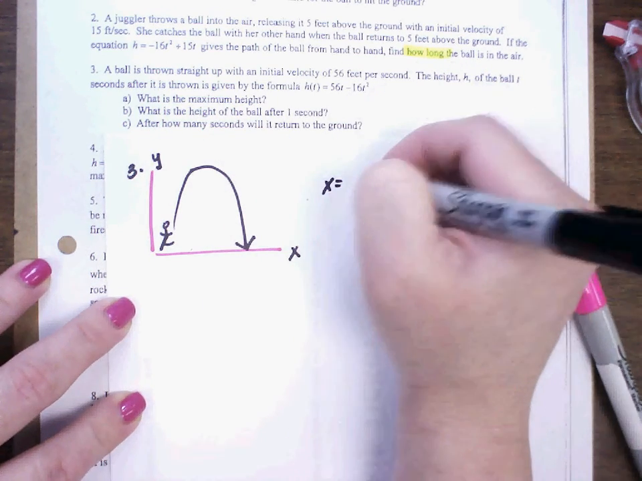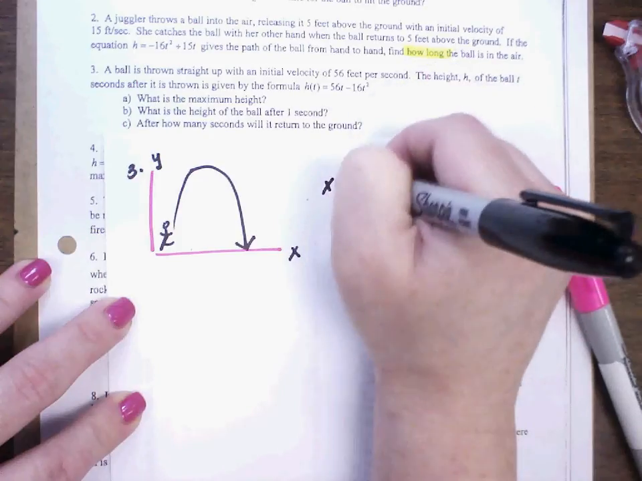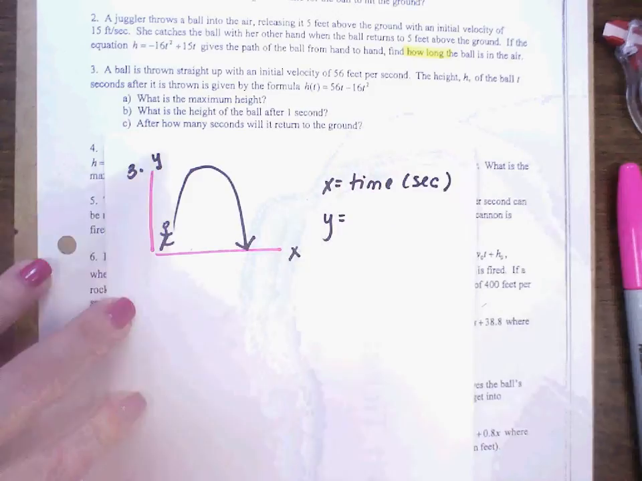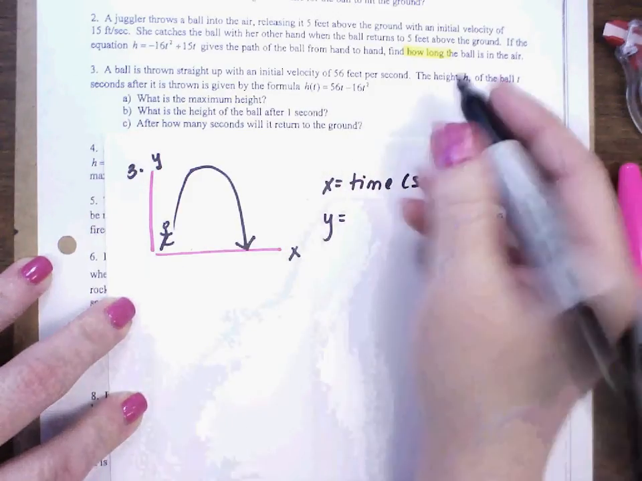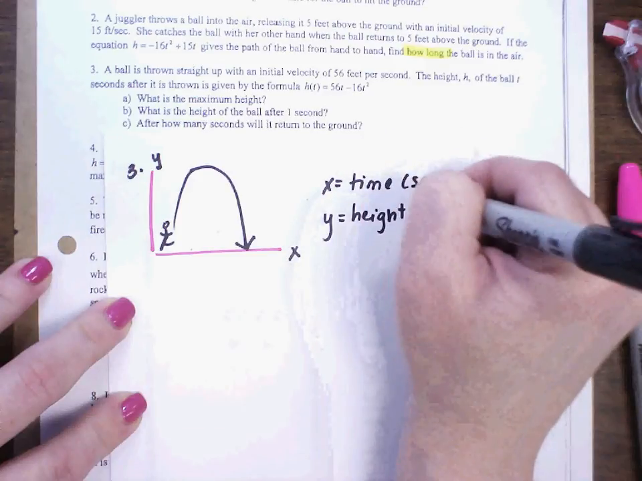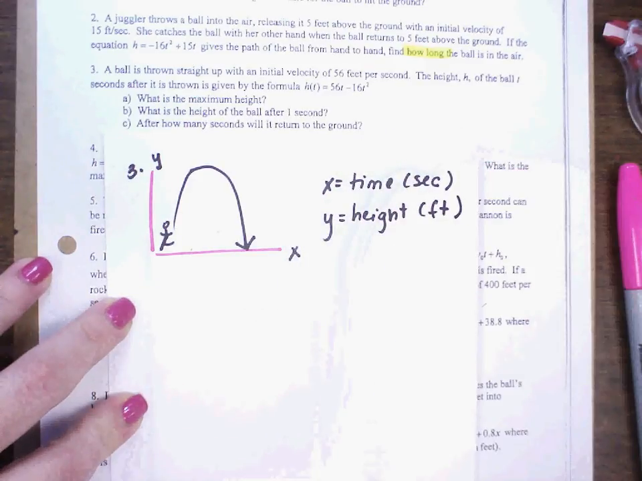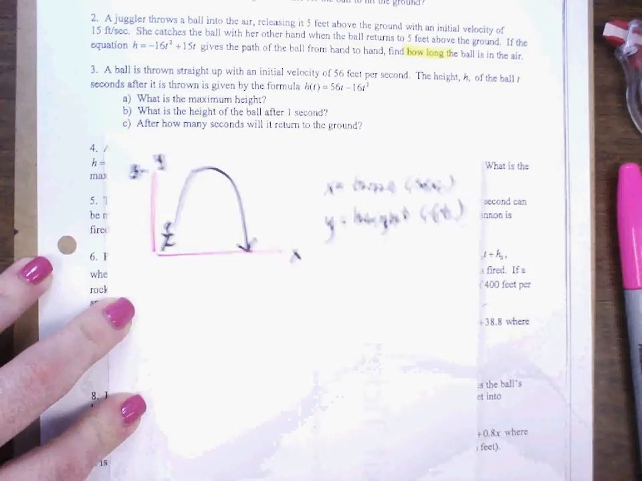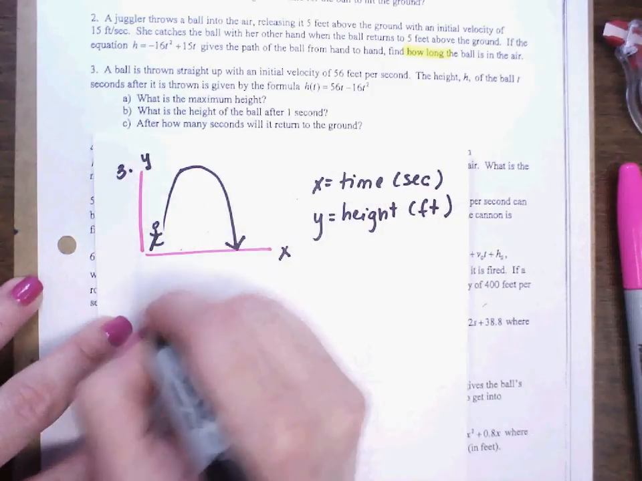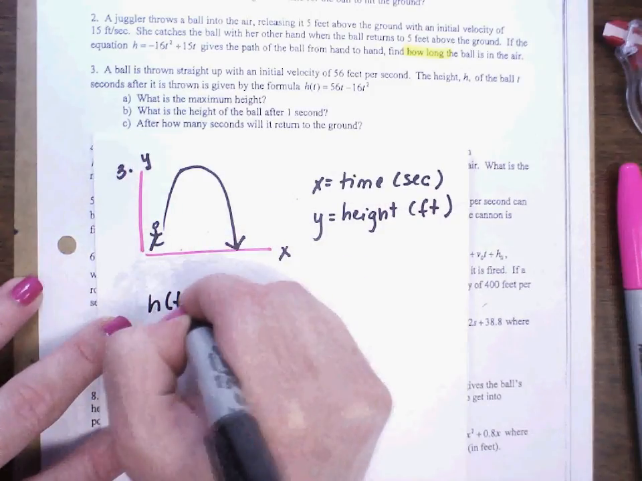So what is x? Time in seconds. And what is my y? My height, in feet. Okay? All right. So it's asking me three different things. What's my function?